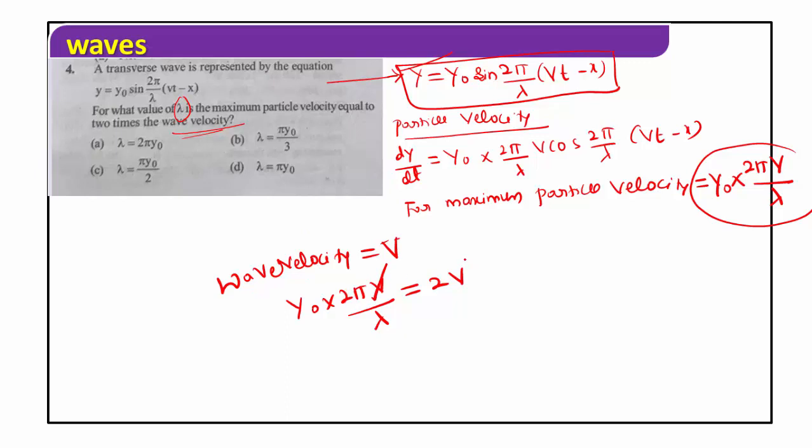Here 2 pi and 2 pi cancel. We get lambda is equal to pi into y naught. Lambda is equal to pi into y naught. Option D is the right answer for this question.